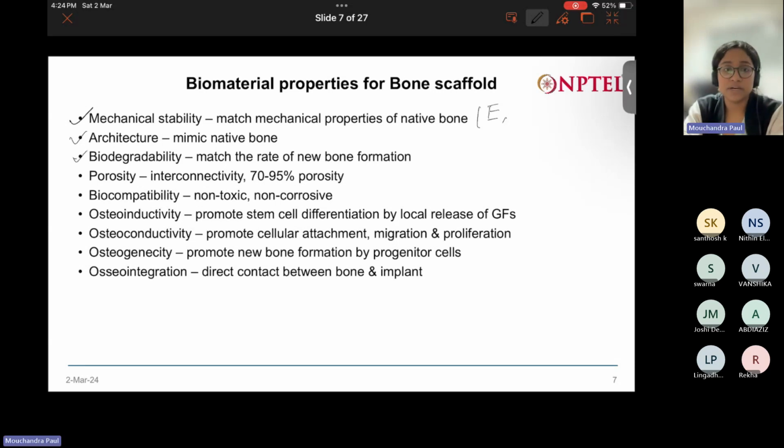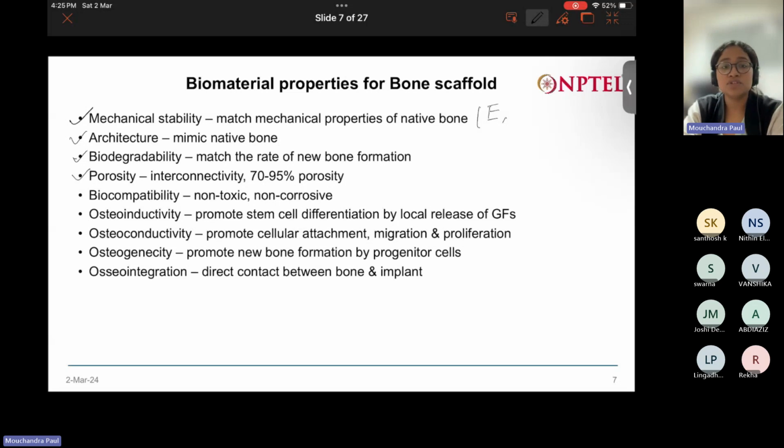Then biodegradability. If you're creating a bone scaffold using a biodegradable material, then the rate at which degradation happens inside the body should match the rate of new bone formation. This is another criterion. Then it should be highly porous because, as I told you, bone is a very porous organ. So that has to be mimicked.